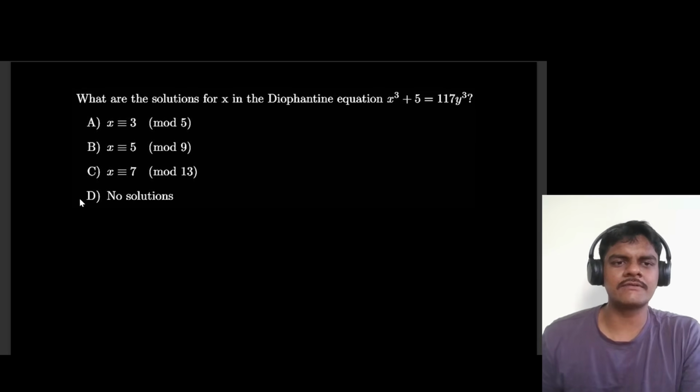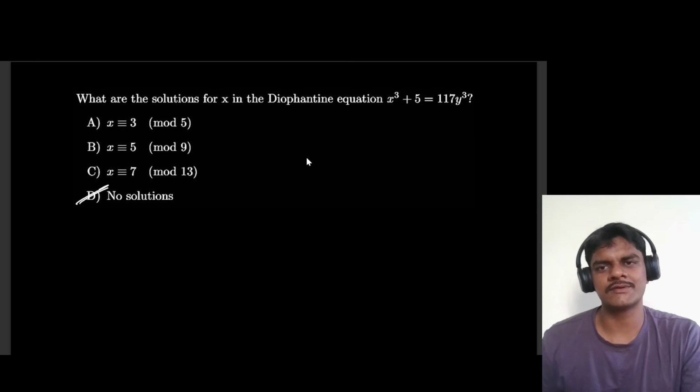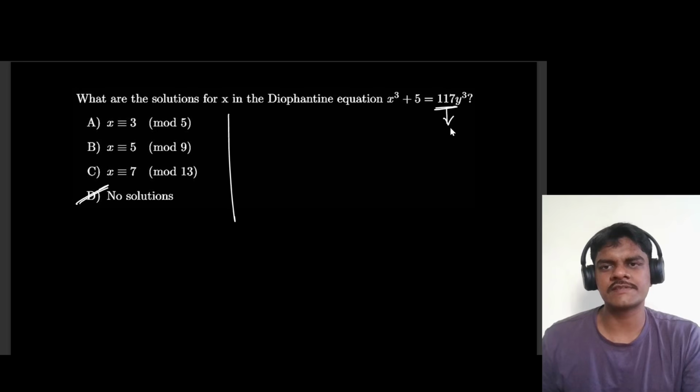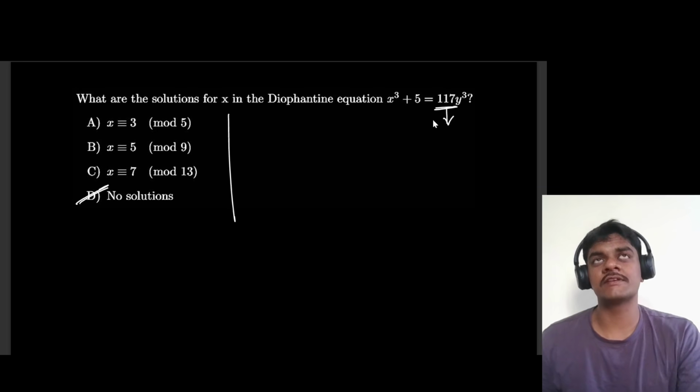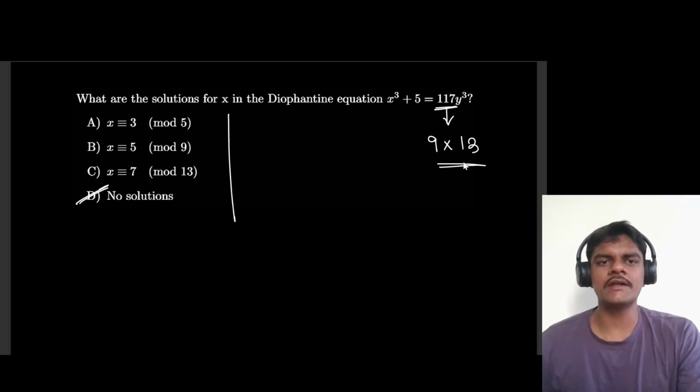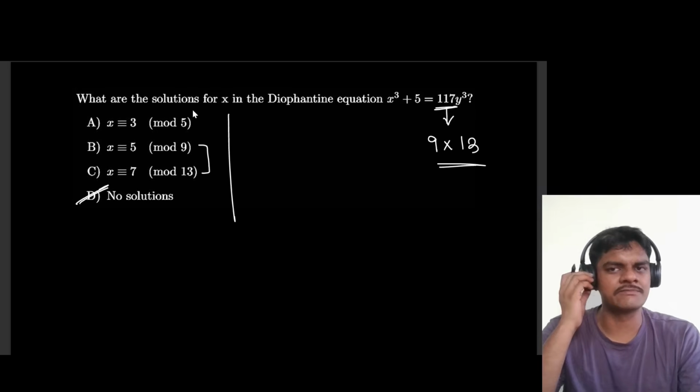I hope you have paused and tried. The answer is no solution. You don't have any solution. Why don't you have any solution? What can you say about this number 117? It is 1 plus 1 plus 7, which is 9, so it is divisible by 9, and you can check very easily that it is 9 into 13. So mod 9, mod 13 will be helping. These two options seem plausible, right?